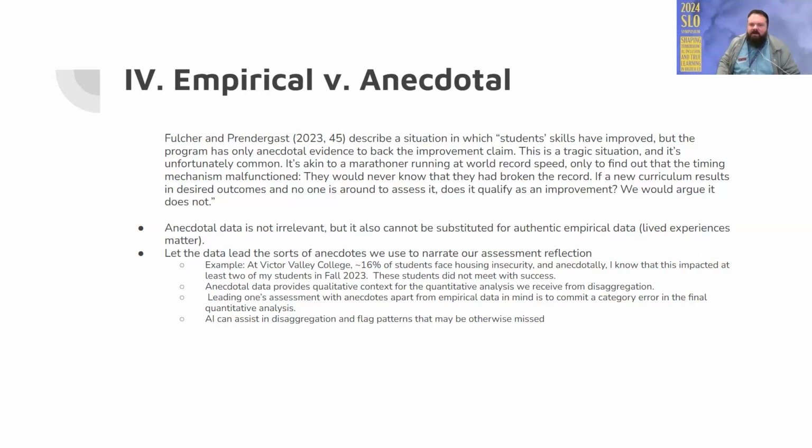It's akin to a marathon runner running a world record speed only to find out that the timing mechanism malfunctioned. They would never know they'd broken the record. If a new curriculum results in desired outcomes and no one is around to assess it, does it qualify as an improvement? We would argue it does not. Right, so it's sort of the old chestnut: if a tree falls in the forest without anyone there to hear it, does it make a sound?